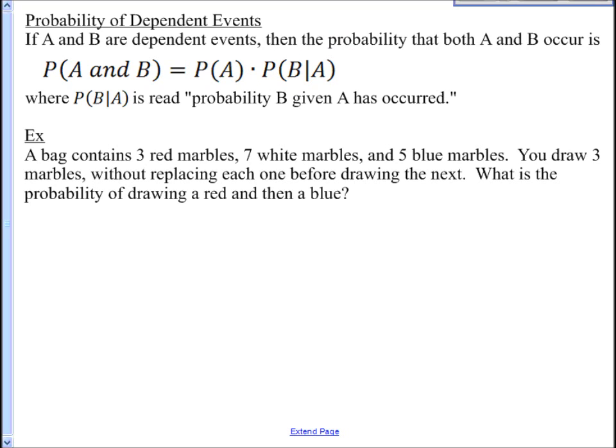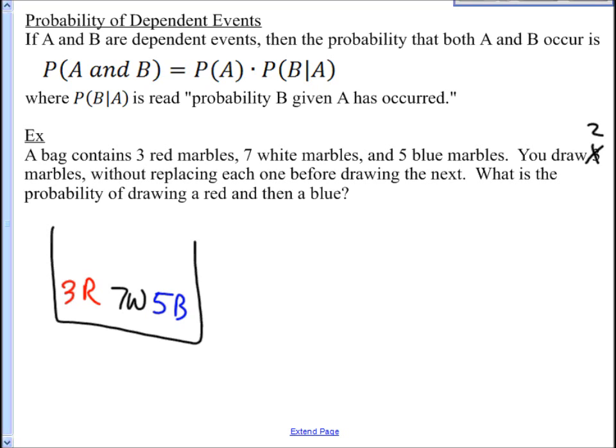So let's go back to this marble situation. The bag contains, let's draw this again, 3 red, 7 white, and 5 blue. You draw 3 marbles. Oops, that's supposed to say 2. You draw two marbles, sorry about that, without replacing each one before drawing the next.